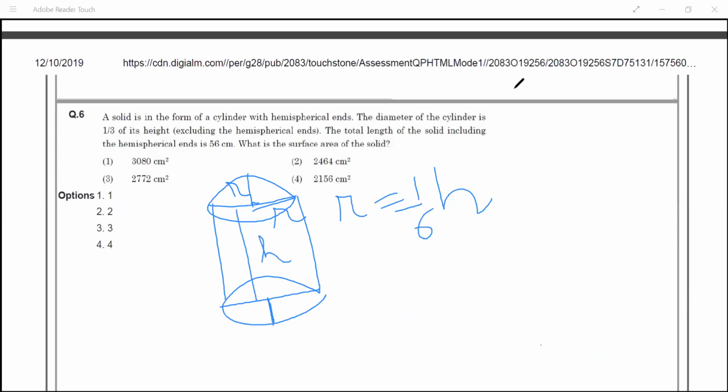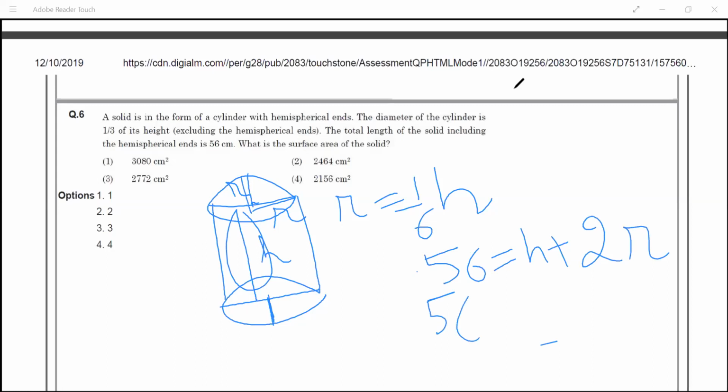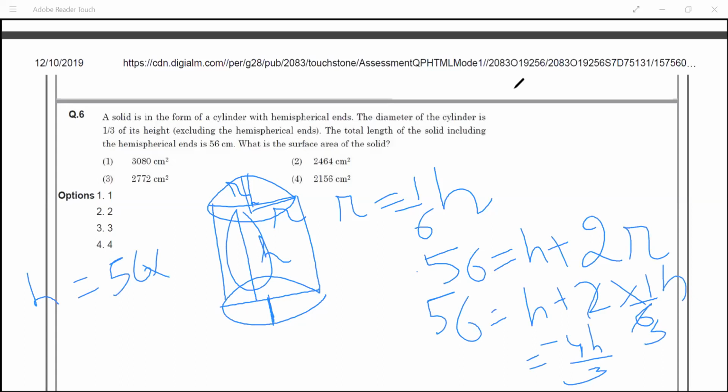So our 56 is equal to this height h plus 2 times radius, this radius and this radius. So 56 is equal to h plus 2 into 1/6 h, which is 1/3, and it came out to be 4h by 3. So h is equal to 56 multiplied by 3 divided by 4, which came out to be 14 multiplied by 3. So it came out to be 42. So 42 is our height.